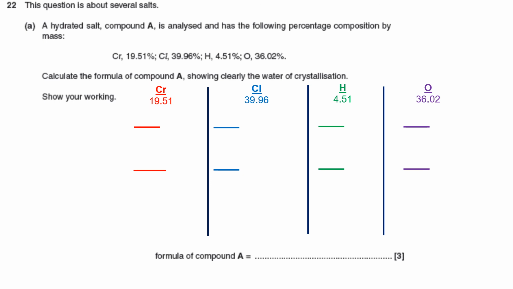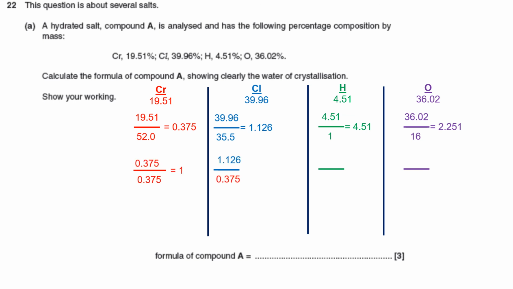Okay, so if we work through that, divide them all by their atomic masses, we get 0.375 to 1.126 to 2.251 to 2.251. Divide them all by the smallest number. So you divide them all by 0.375, you get 1 to 3 to 12 to 6. So the ratio is 1 to 3 to 12 to 6.